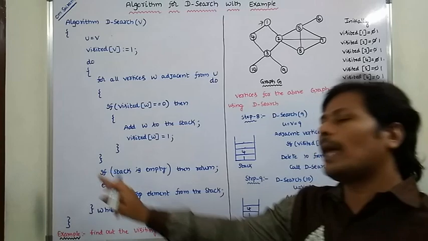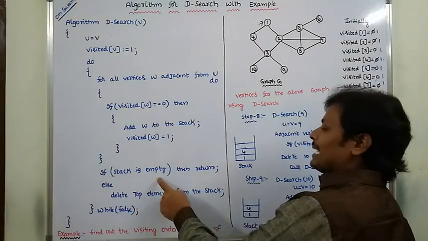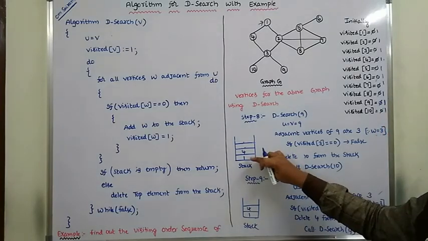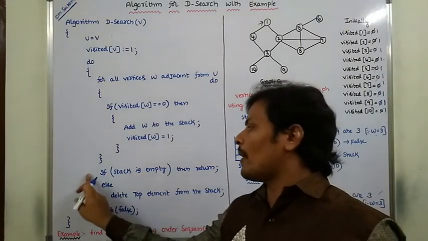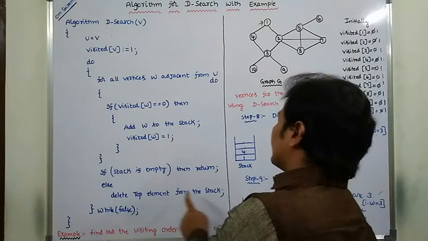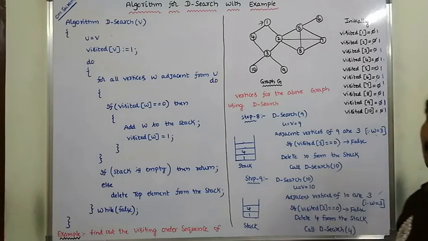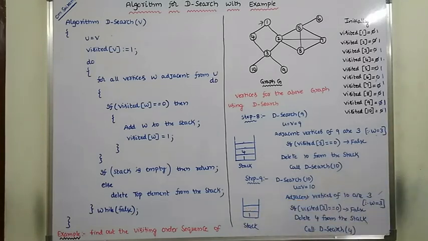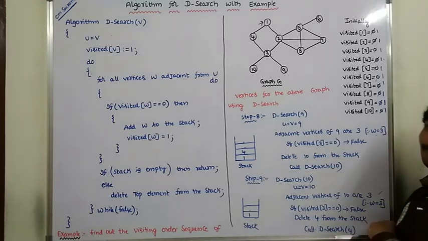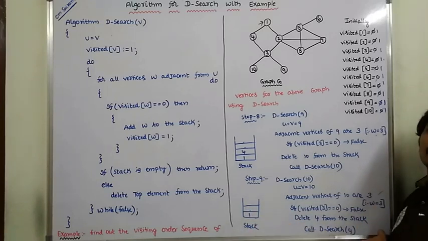The control goes to the next statement after the for loop. If stack is empty? The stack is not empty. Stack contains 2 elements, 1 and 4, so this condition is false. Go to the else block: delete top element from the stack. The top of the stack is element 4, so now 4 can be deleted. After deleting 4, the stack contains only 1 element, that is 1.